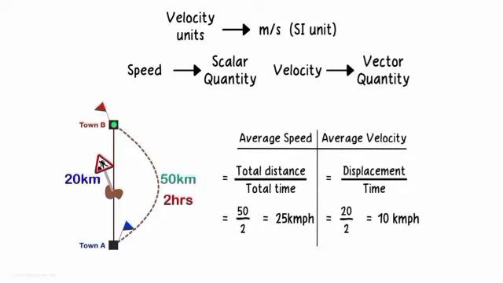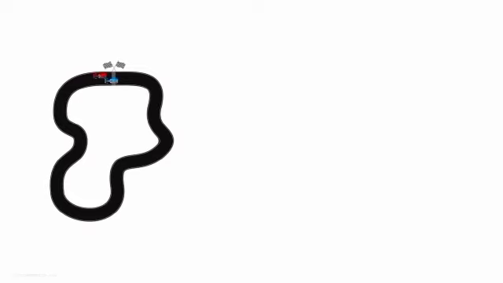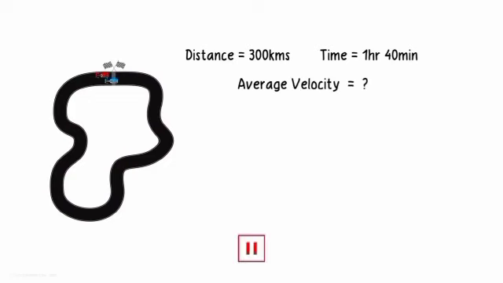So if you think you have really understood this concept, here is a question for you. You are a Formula 1 race car driver. You had a great race and finished the 300 kilometer race in 1 hour and 40 minutes at number 1 position. What was your average velocity? Tell me.